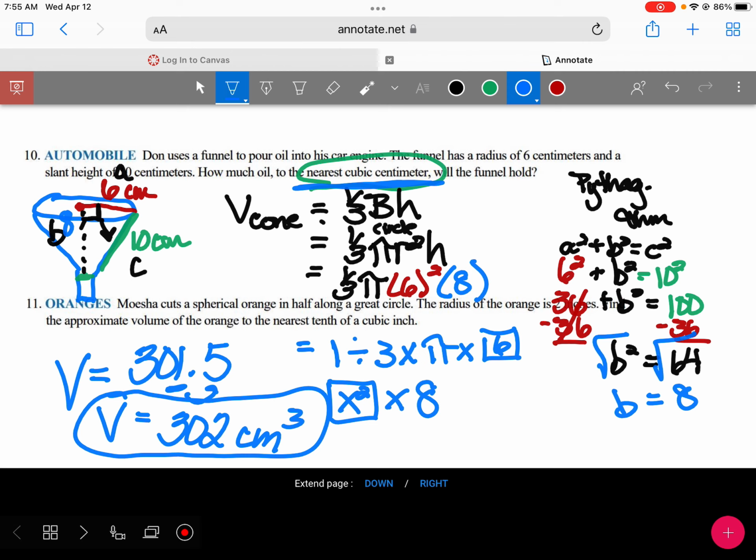What questions do you have about that? Do I have to use the Pythagorean theorem every time for every kind of problem? No, only when they don't give you the perpendicular height. If they give you a slant height and a radius, you might have to find that perpendicular height. Okay?